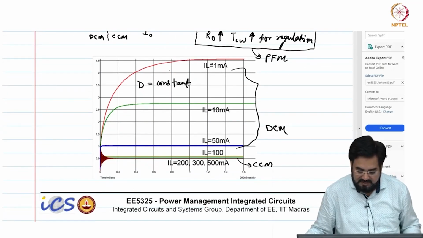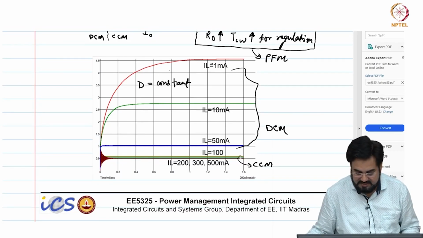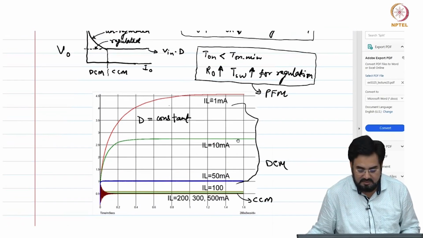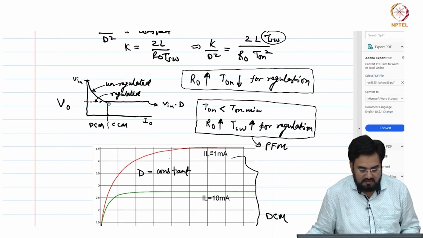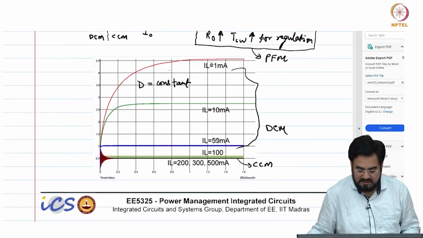So, this is a simulated result of the switching converter in both CCM and DCM. If you keep the duty cycle constant and keep reducing the load current, what would happen the moment it enters into DCM? Your output voltage will start increasing if you keep the duty cycle constant. And this is what is happening.